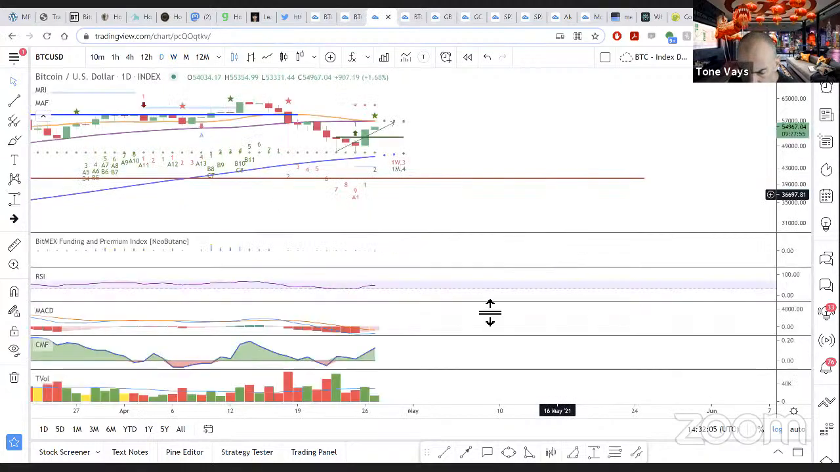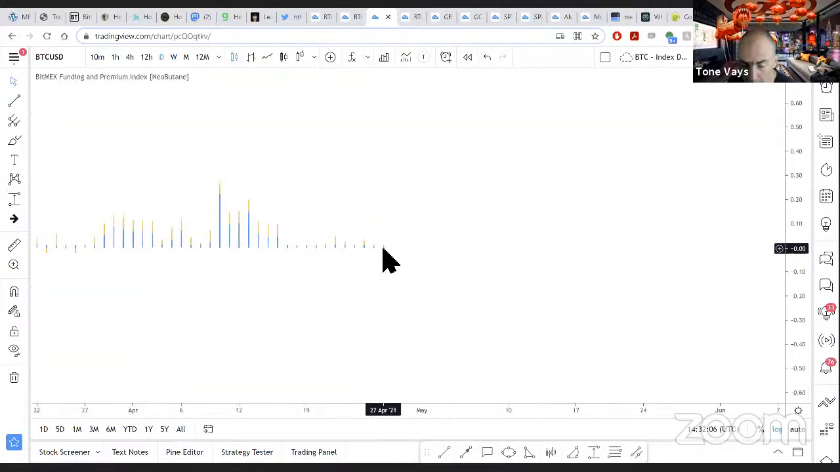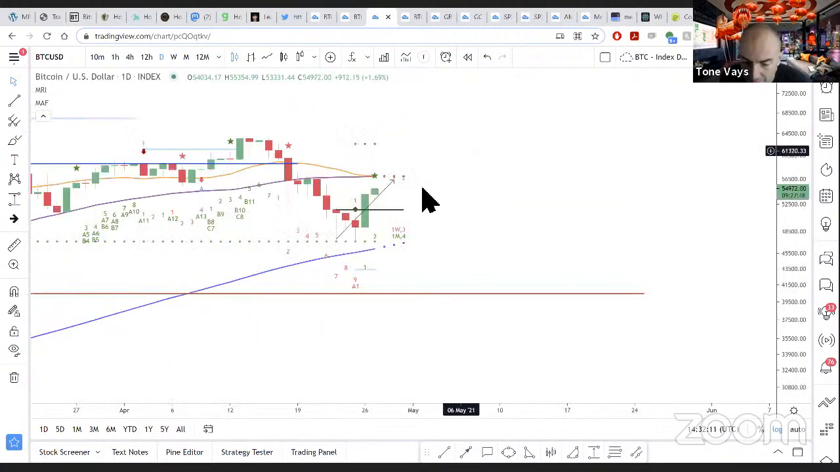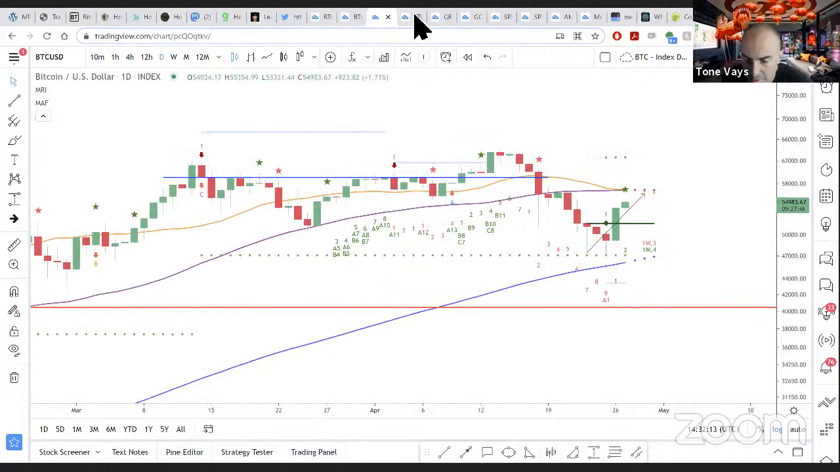Funding rate on the daily. Let's take a look. The funding rate's not a wow. Look at that. The funding rate on the daily. People are scared, which makes me even more bullish. That's beautiful. All right.